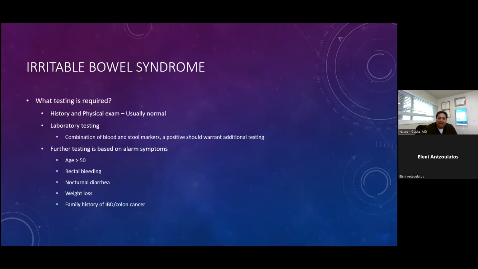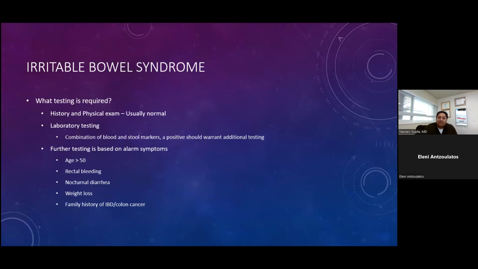So how do you diagnose this? As I mentioned, there is no solitary test. Really the most important thing is history and physical. And really the most important part of it is that it should be normal. If there's an abnormality on the physical exam or the history, that should prompt us to think of something else. Remember, irritable bowel syndrome is really the diagnosis of exclusion. When everything else is normal, then you think of irritable bowel syndrome.